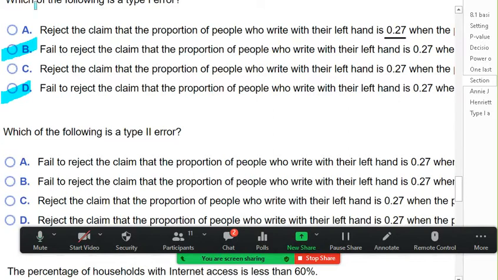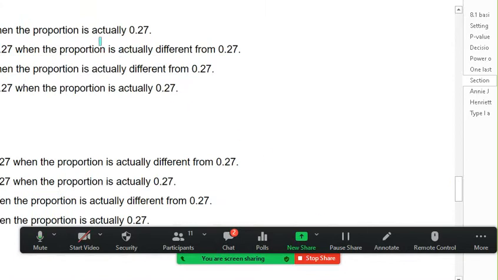Then the next part of it has to be the sentence talking about, well, what was our decision? I mean, how did our decision compare to what's true? So let's take a look here. Reject the claim that the proportion of the people who write with their left hands is 0.27 when in fact the proportion is actually 0.27. So that's this part right here.